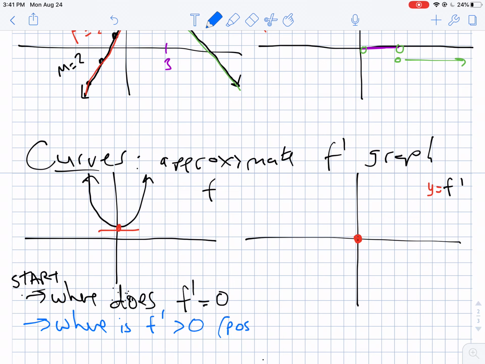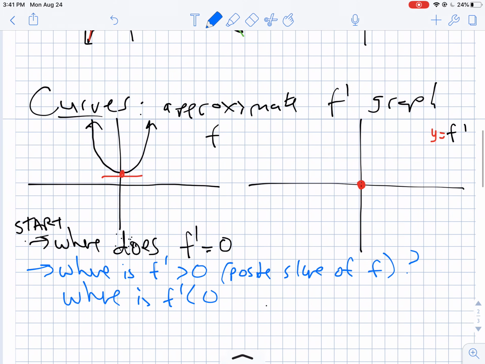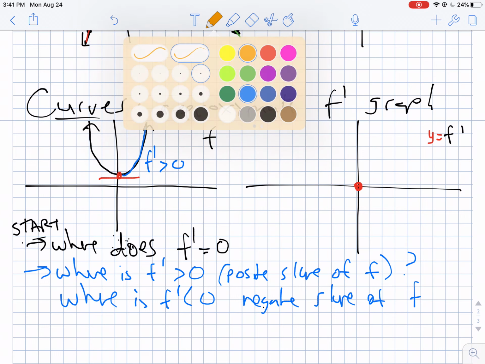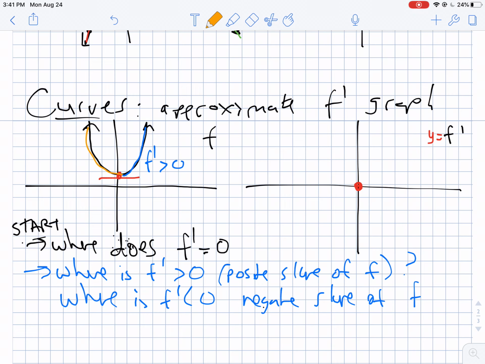So where do I have a positive slope of f? And then, of course, the opposite, where is f prime negative? Where do I have a negative slope of f? Okay, so if we look on the right side of the graph, we have a positive slope in here. This is where my first derivative is positive. On the left side, let's do a different color here, we have a negative slope. I'm just color coding to try and make it clear.